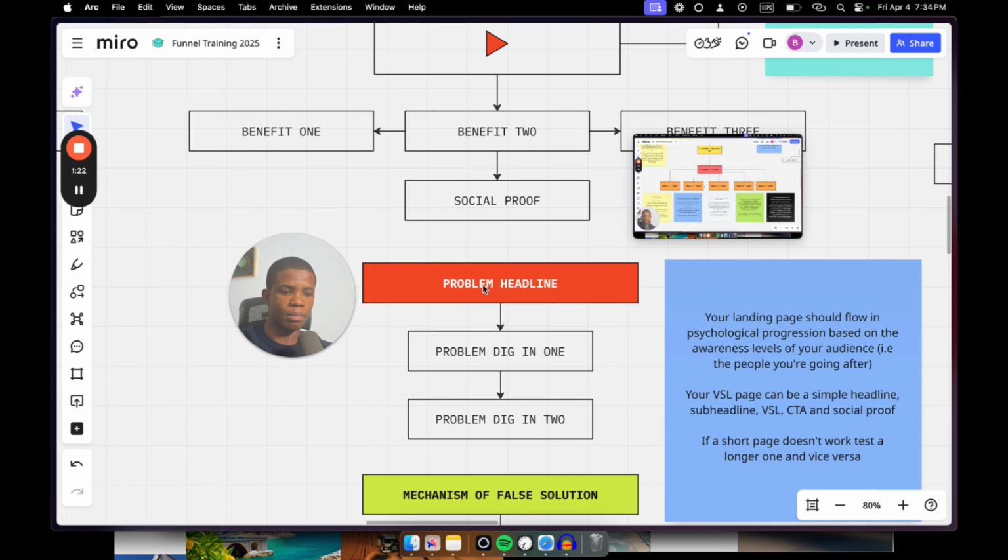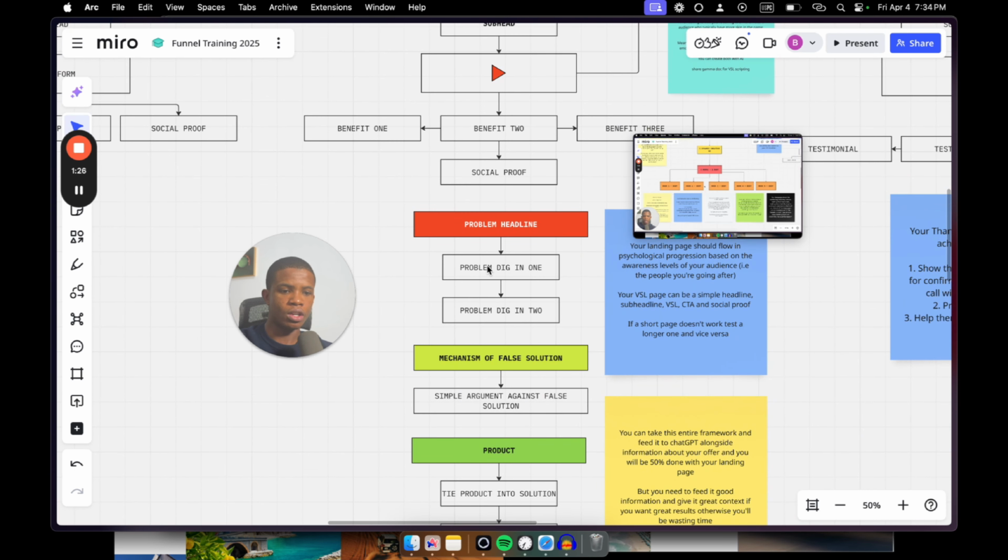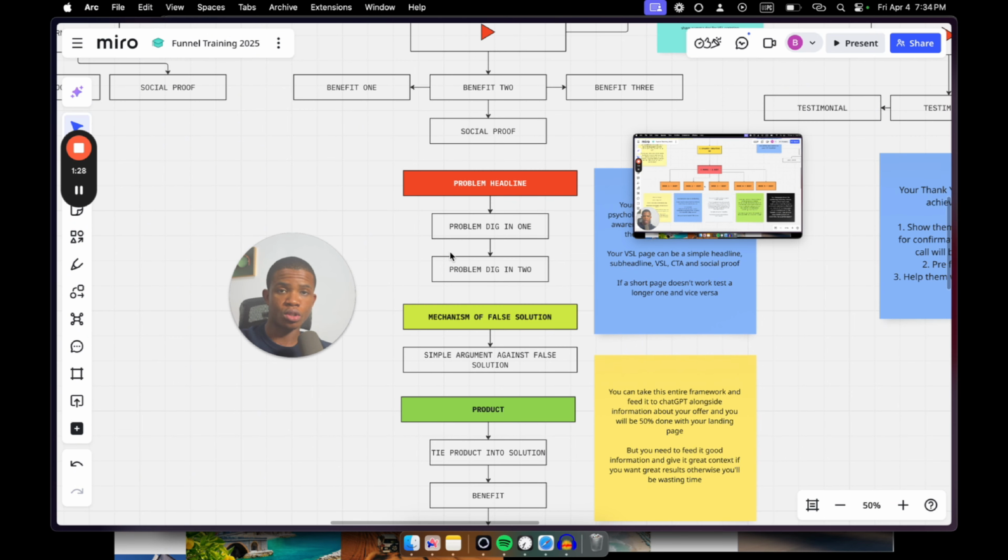Anyways, after this section right here, the header section, you need to go into the problem section. Now, I've talked about this extensively on my channel, and if you go back to my other videos, you're definitely going to see me dig into this. But yeah, you need to dig into the problems, make them understand, articulate what the problems are. Because if you do this, just the way you've done in your ad and the way you've done in your landing page, this is going to keep buying you more trust.